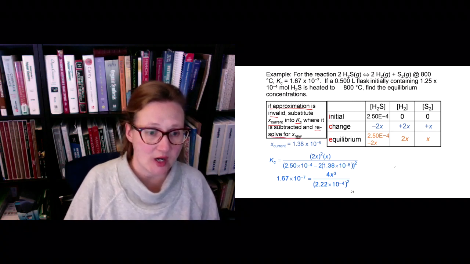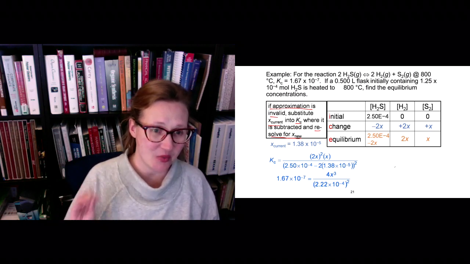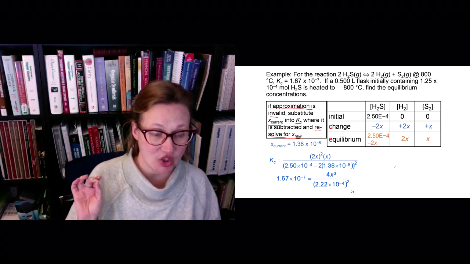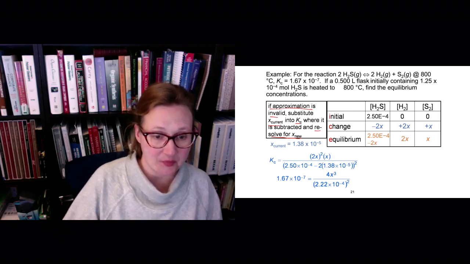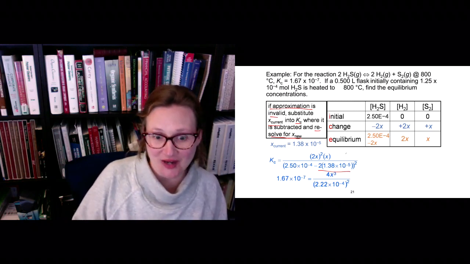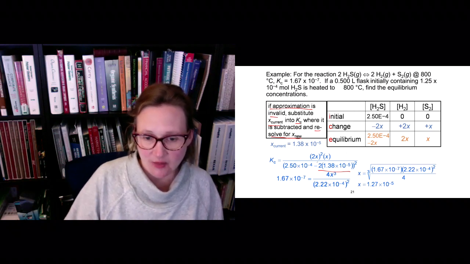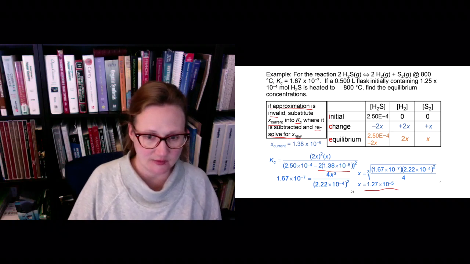So what we're going to do here is circumvent that quadratic equation just a little bit. We put in the x that we just calculated, so that's going to be just this minus 2x. We're putting it right there and then solving for x again. When we do that, we come up with another value of 1.27 times 10 to the minus 5. Okay, so now what?